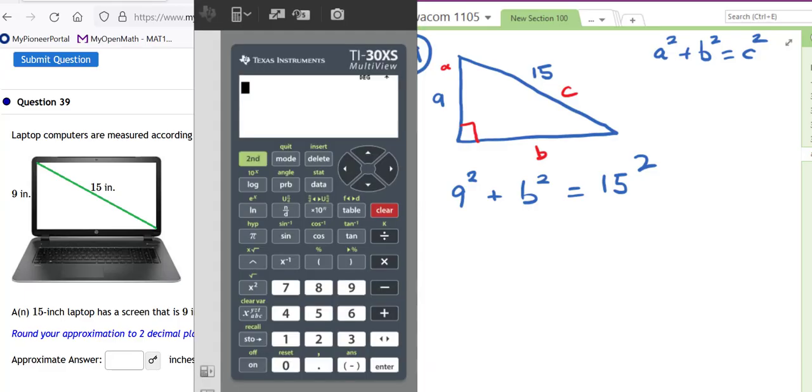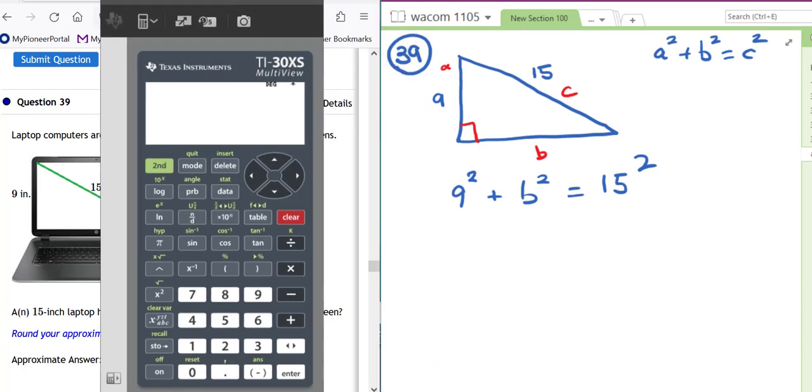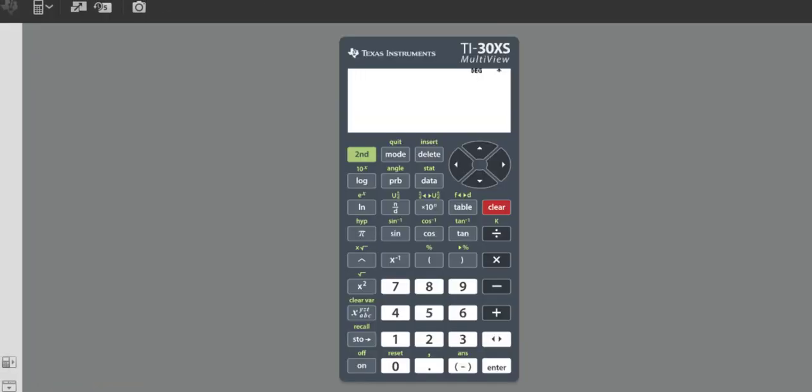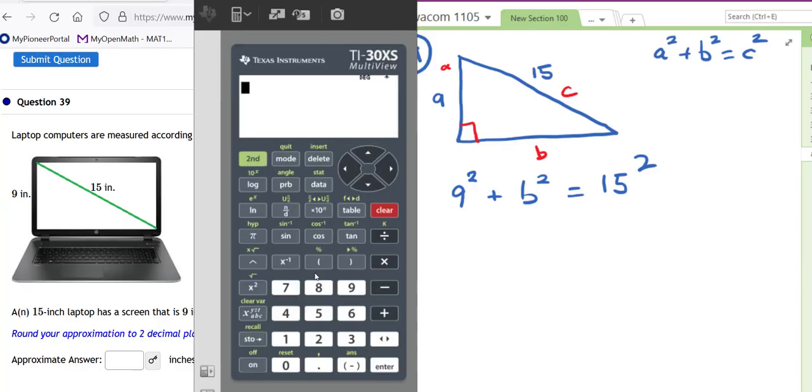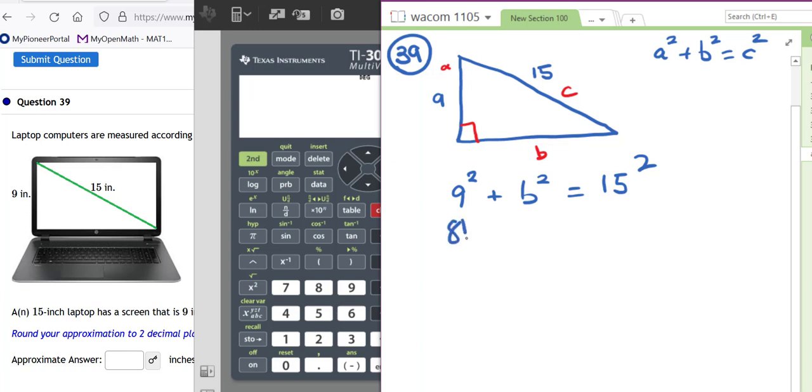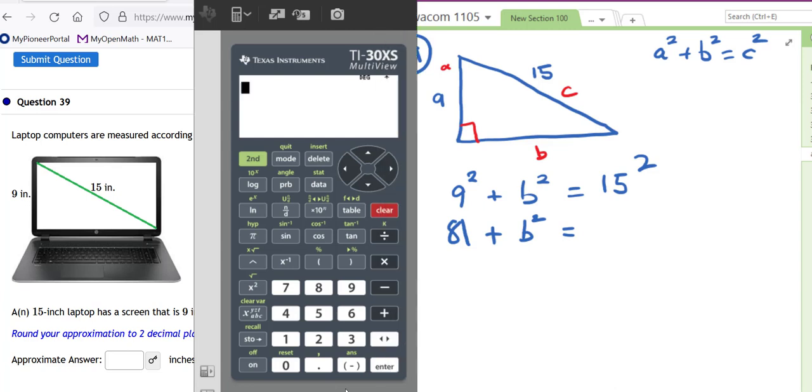Sorry. Not what I wanted to do. I was trying to just move it. Okay, we're going to type in it like it is. 9 squared we know, that is 81. And 15 squared is what I need to do on here. So 15, you could use the squared button, or you can do to the second power. It is 225.